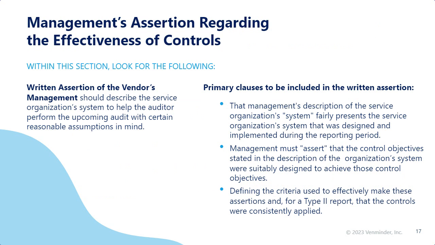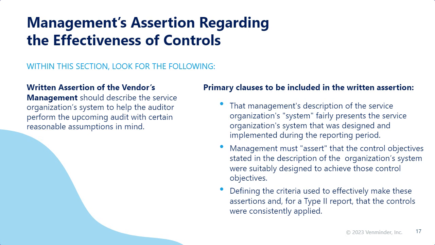So the next section in a SOC report is usually the management's assertion regarding the effectiveness of controls. With this section, you're really just going to find the written assertion of the vendor's management, right? It should describe the service organization system and that, to help the auditor perform the audit with certain reasonable assumptions in mind. There are some primary clauses that are often included, things like that the management description of the service organization system fairly presents the service organization system that was designed and implemented during the reporting period.